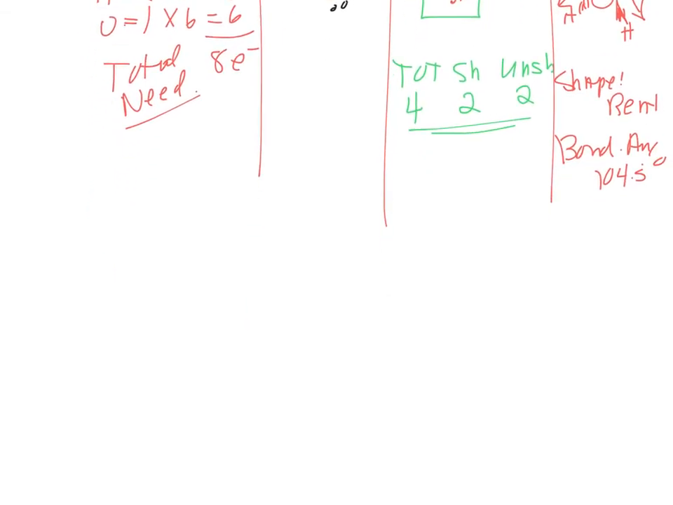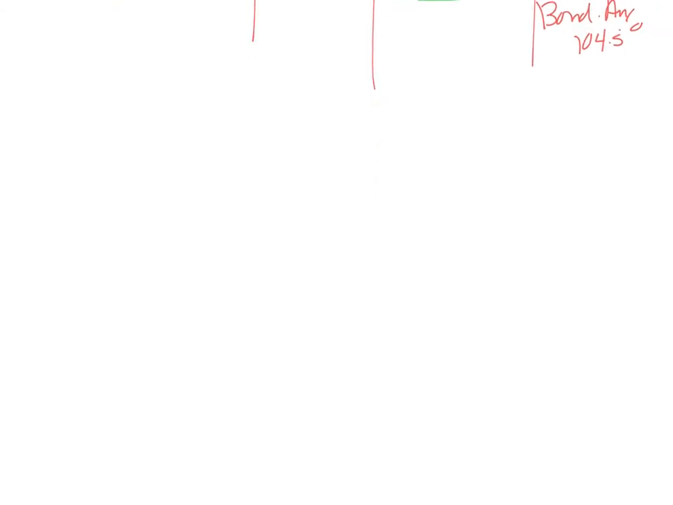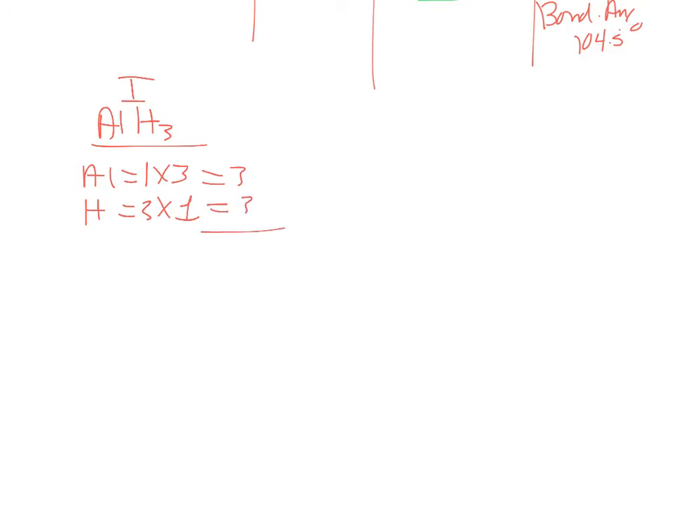Our next shape is going to be aluminum hydride, AlH3. Panel 1, valence electron count, aluminum. There's 1 aluminum times 3 valence electrons. There's 3 hydrogens times 1 valence electron for a total of 6 valence electrons total needed.